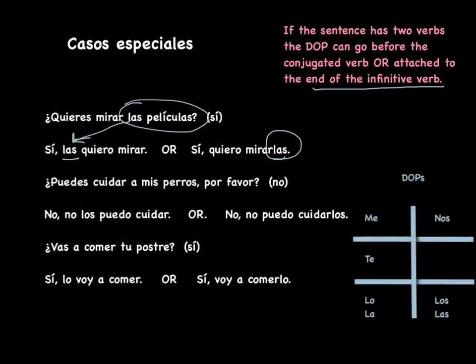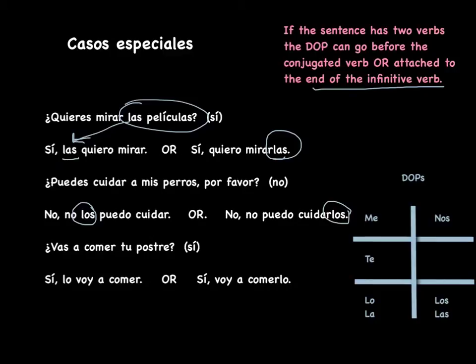¿Puedes cuidar a mis perros, por favor? No. No, no los puedo cuidar. Or, no, no puedo cuidarlos. Again, just attached to the ending. Neither one is better than the other one. They both function the same, and it really is just a personal preference thing, depending on which one you would like to use.